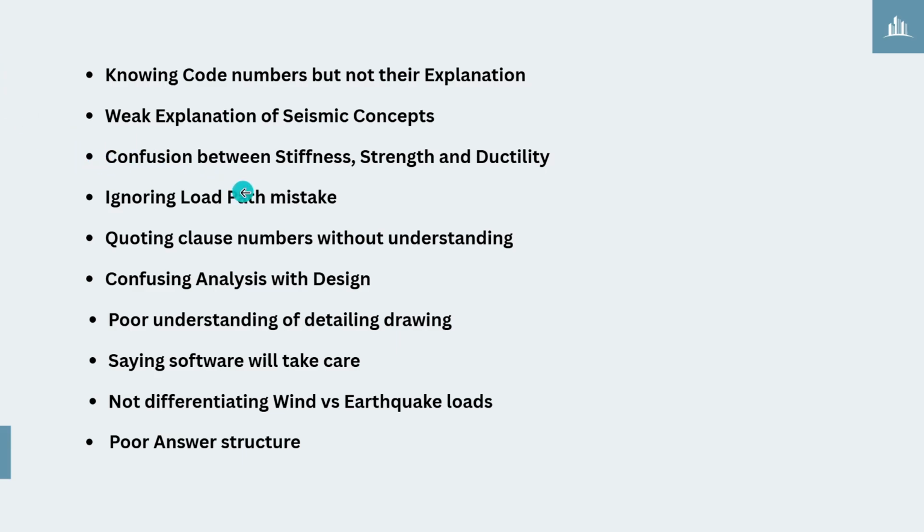And third is the confusion between stiffness, strength, and ductility. Many students do not know the difference between these three terms. The main concept is here. Stiffness means the deformation behavior of the building. For strength we can say the load carrying capacity. And for ductility, we can say the deformation after yielding. Most students make the mistake of mixing up soft story and weak story. These are different terms.